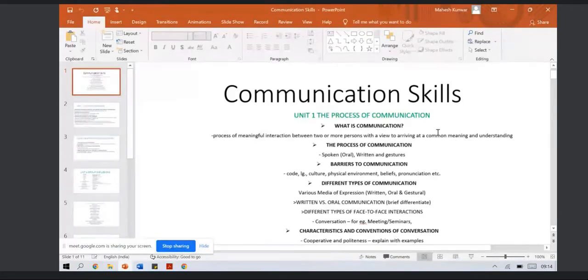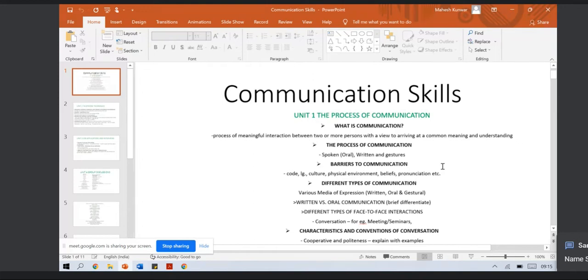Basically, there are two types of communication we can define. One is spoken communication, which is what we are doing currently, and another is written communication. And sometimes, especially in spoken communication, we may have gestural communication, like body gesturing. You use sign language or gestures, you move your hands, you show some sort of sign while we are speaking. So this is the process of communication, we can say.